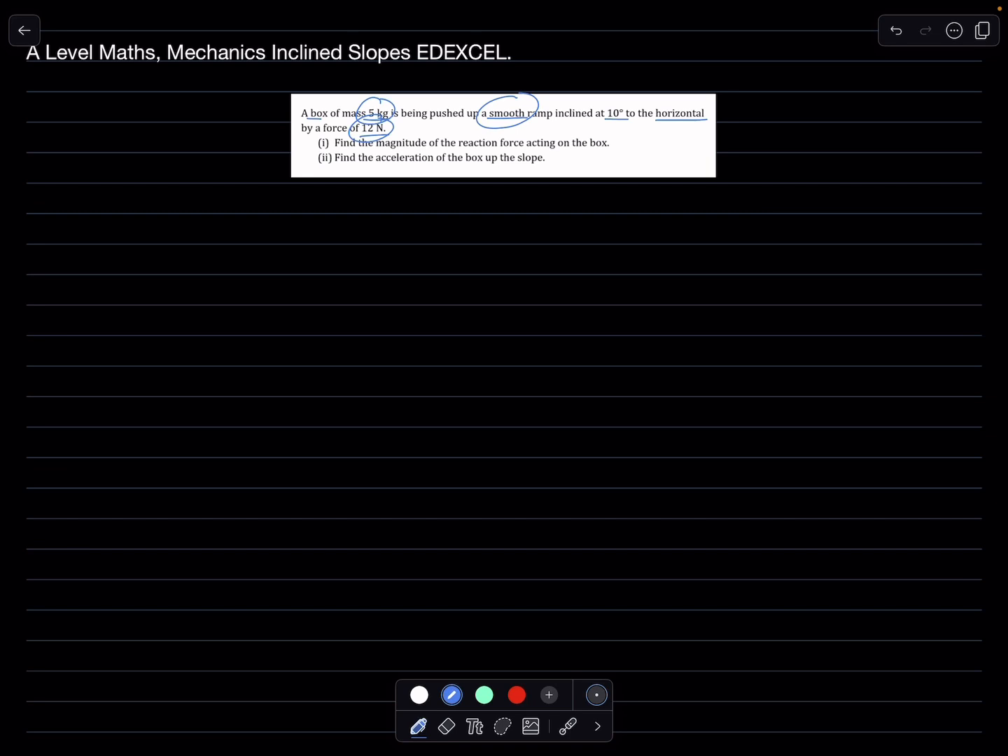The first question says, find the magnitude of the reaction force acting on the box. Before we do that, let's actually draw the system. I always recommend that when it comes to these kind of mechanics questions, it's always best to see what's going on. So let's draw our horizontal ground. Let's draw our inclined slope at 10 degrees, of course not to scale. So we're gonna have 10 degrees to the horizontal.